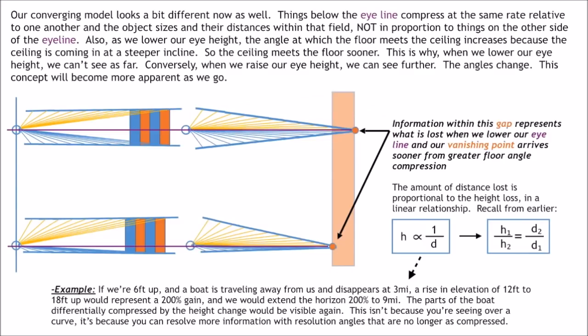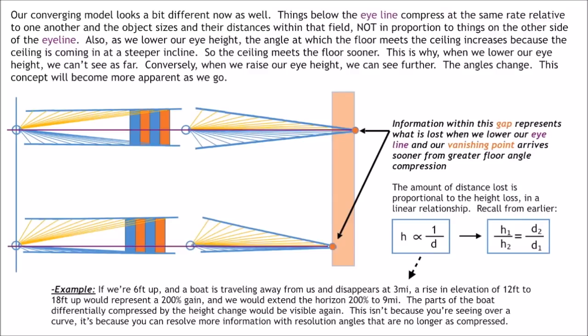So our converging model looks a little bit different now. Things below the eyeline compress at the same rate relative to one another, and the object sizes and their distances within that field, but not in proportion to the things on the other side of the eyeline. Also, as we move lower and we lower our eye height, the angle at which the floor meets the ceiling increases, because the ceiling is coming in at a steeper angle, or steeper incline. So the ceiling meets the floor sooner. This is why when we lower our eye height, we can't see as far. Conversely, when we raise our eye height, we can see further. The angles change. This concept will become more apparent as we go.